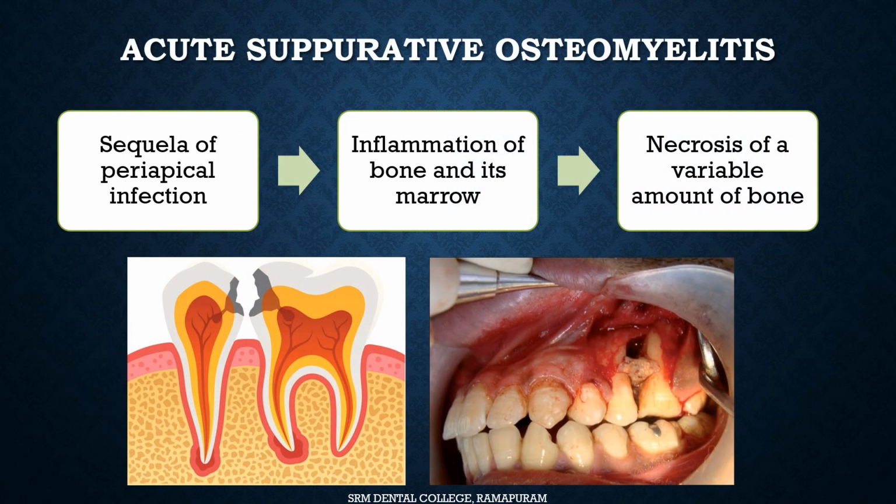So, coming to acute suppurative osteomyelitis, it occurs as a sequela of periapical infection. Infection from the periapical region spreads to involve the bone, causing inflammation of the bone and its marrow contents. This inflammation, in turn, results in the necrosis of a variable amount of bone.